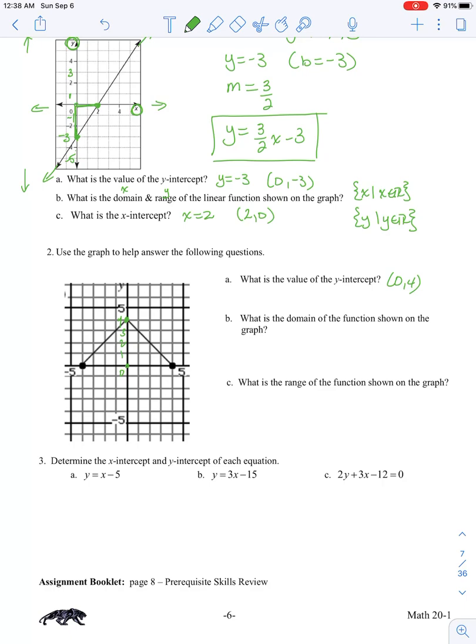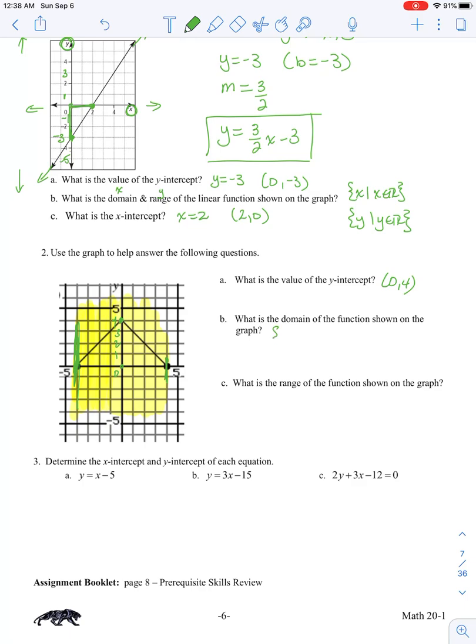So our domain, our smallest x value and our biggest x value. If I were to shade this graph in terms of my domain, we would shade all of these values from here to here when I'm just looking at the x values. So we would say the domain is the set of all x such that x is between -4 and 4. So -4 is less than or equal to x is less than or equal to 4.